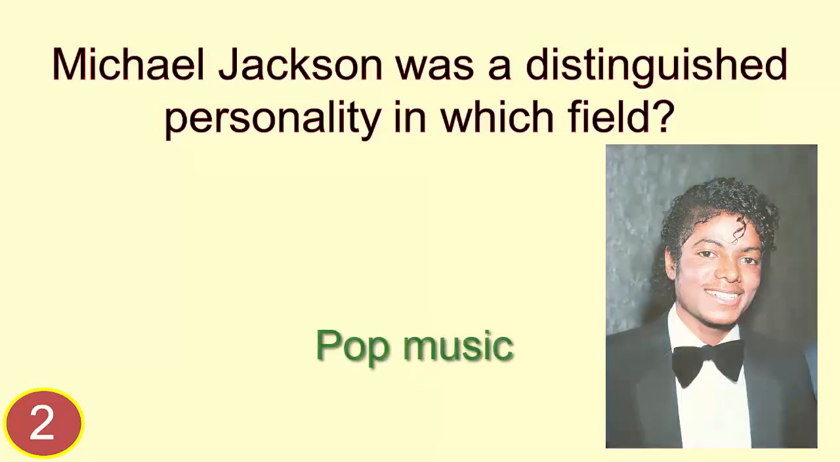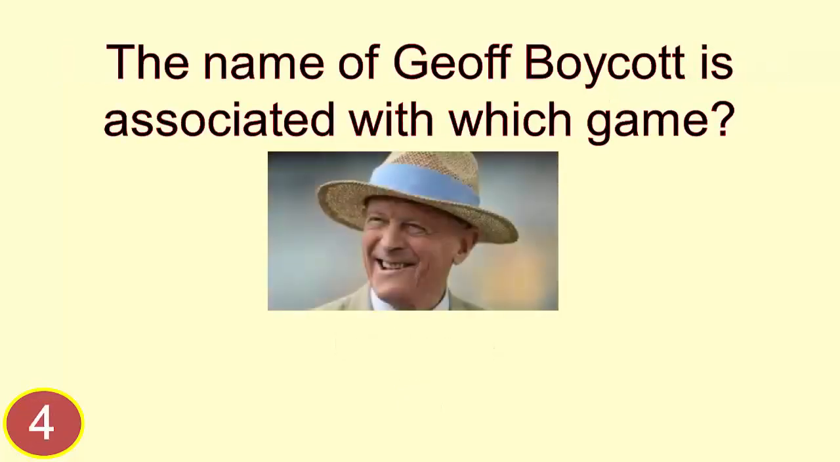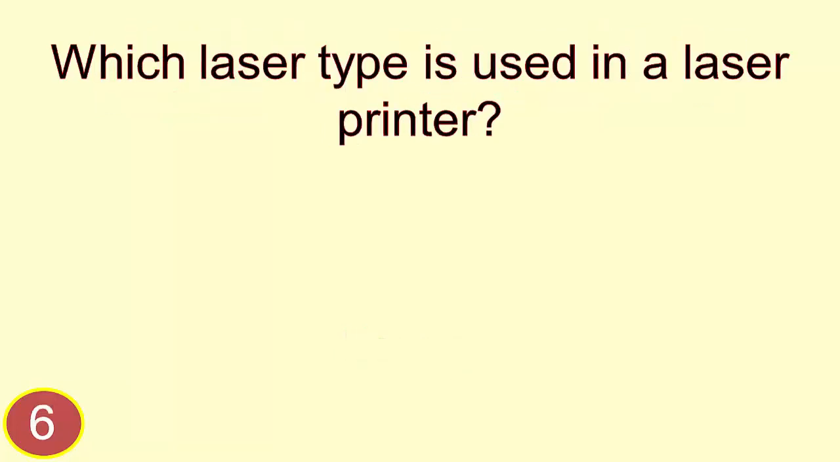Michael Jackson was a distinguished personality in which field? Answer is pop music. From which do the cathode ray particles originate in a discharge tube? Answer is cathode. The name of Jack Boycott is associated with which game? Answer is cricket. Which is the country that has the greatest length of the day during summer? Answer is Norway.